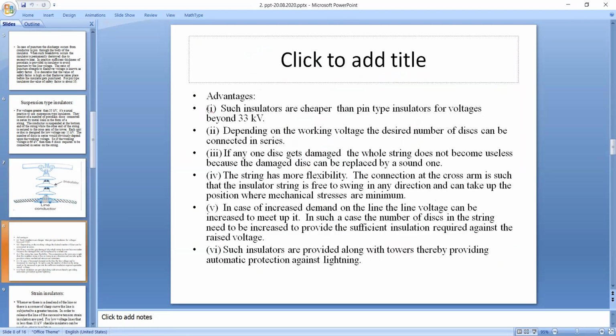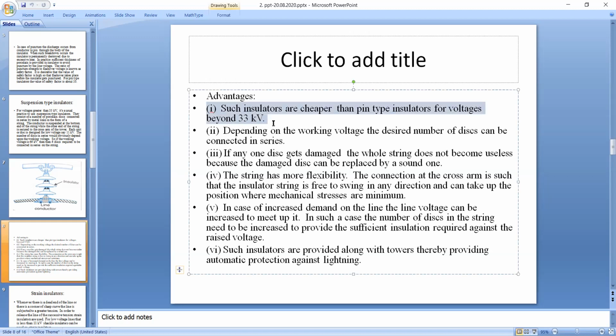There are a few advantages. This is the most common form of insulator that is used in power systems. So there are a few advantages, like number 1, such insulators are cheaper than pin-type insulators for voltages beyond 33 kV. So as we know that pin-type insulators beyond 33 kV, they become uneconomical and bulky. So that is why if the system working voltage is beyond 33 kV, it is better to use suspension type insulators.